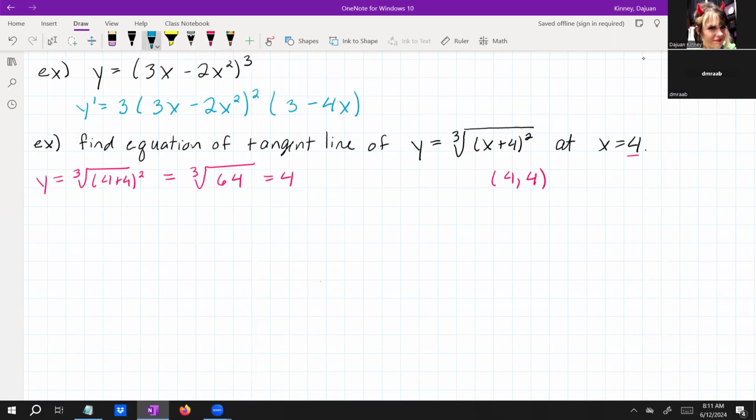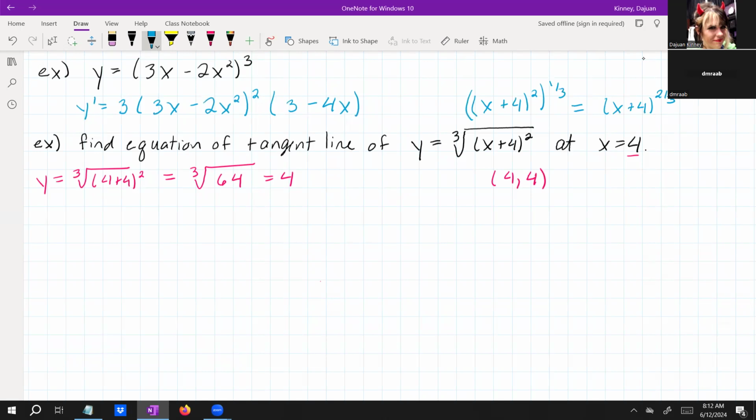The derivative. Actually, one more thing before I do the derivative. I don't like this format. So I'm going to rewrite this as x plus 4 squared to the 1/3. Anytime I take a power to a power, I can multiply the powers. This is a lot easier to deal with. Still going to be weird once we plug stuff in, but for now, we're good.